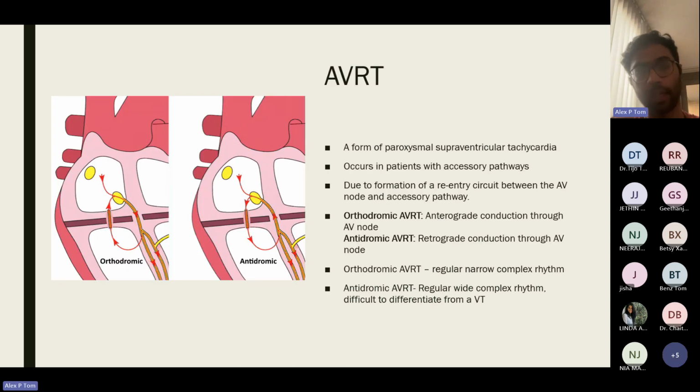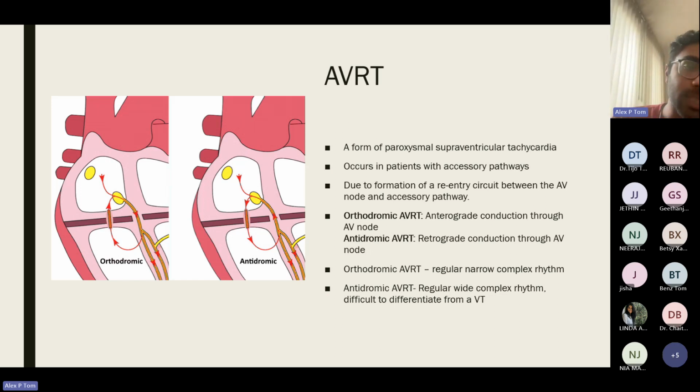Next is AVRT, so atrioventricular reentrant tachycardia. This is commonly seen in patients with Wolff-Parkinson-White syndrome and things like that. Basically, these patients will have an abnormal conduction pathway which has remained in their heart from birth, and it never went off. That abnormal conduction pathway will sit there, and the normal impulses generated from the SA node will come through the AV node, come down, and then form reentry circuits through these abnormal conduction pathways.